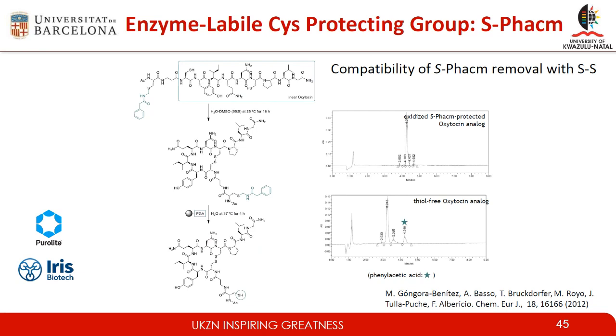This is one example of a synthesis for oxytocin, with an extra cysteine for bioconjugation. The two cysteines from the oxytocin are protected with trityl, which cleaves, and then we have the extra cysteine protected with PHACM. We make the oxidation with water and DMSO, 16 hours. We have the cycle of the oxytocin, and then we can remove the PHACM, and we have the cycle of oxytocin with a free thiol to be anchored to another biomolecule or another drug.